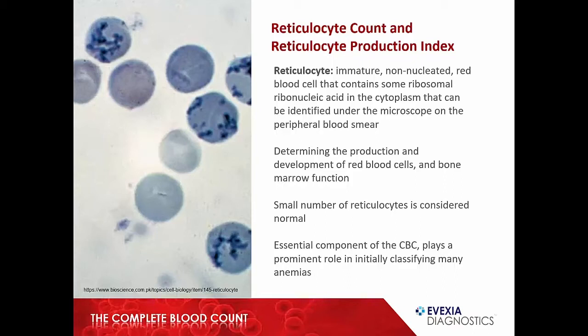Now, the reticulocyte count is used to determine the production and development of red blood cells as well as bone marrow functions. And under normal conditions, the presence of a few reticulocytes is considered normal. The reason why I want to talk about this analyte is due to the fact that aside from being an essential component of the CBC, it plays a prominent role in initially classifying anemia. So that's why it's important to know about this, the reticulocyte count.